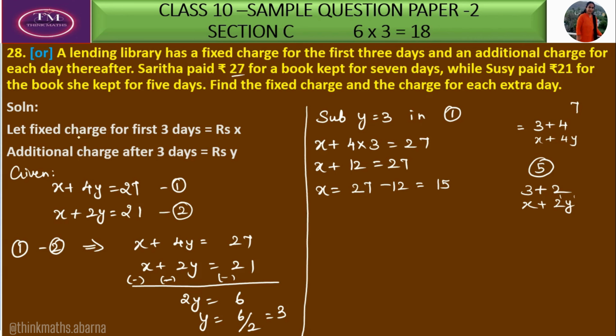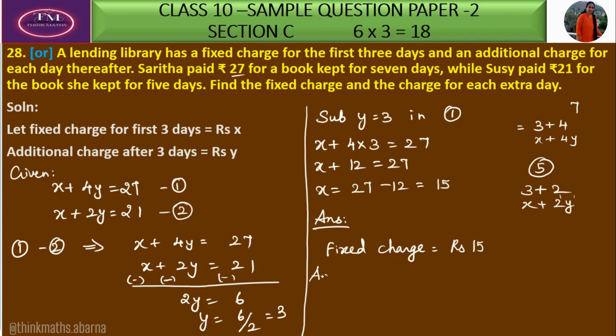That means the fixed charge is 15. For the first 3 days, they will collect 15 rupees. Then after 3 days, for each day, they will be collecting rupees 3. So that means the answer is fixed charge equal to rupees 15.